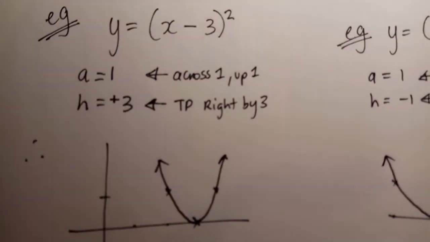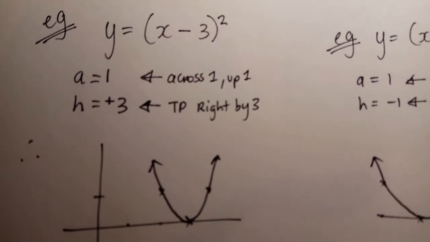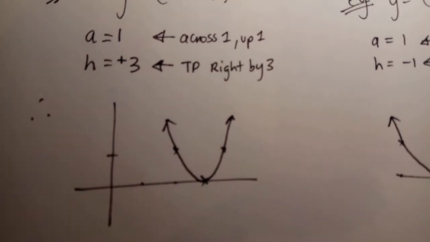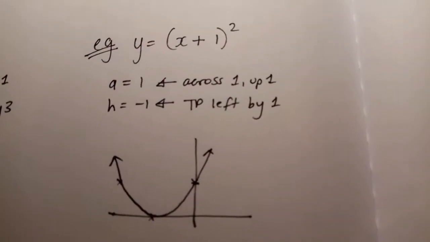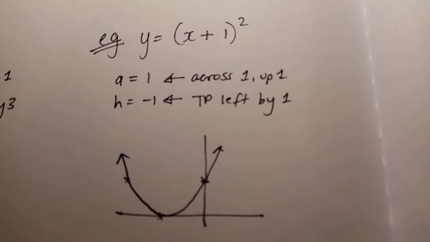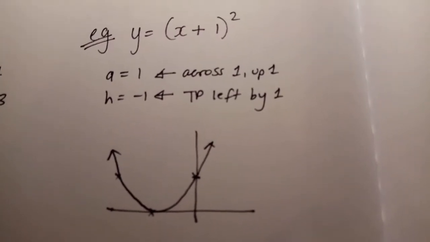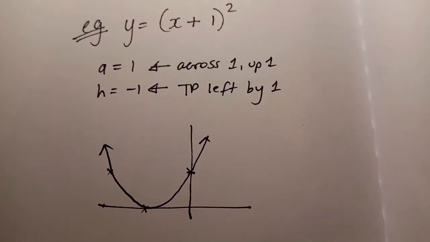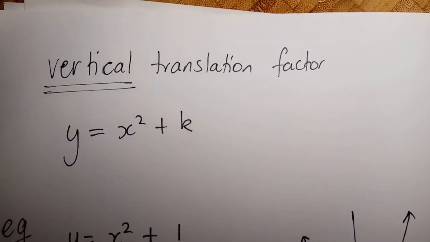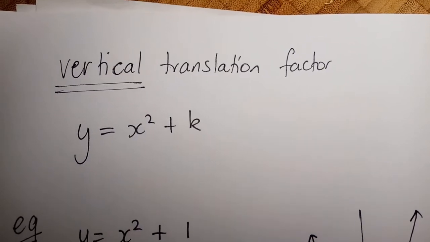In the first example, h is positive 3. That means the turning point moves from the origin to the right by 3. In the second example, h equals negative 1, which means that the turning point moves from the origin to the left by 1. We'll now consider the vertical translation factor.